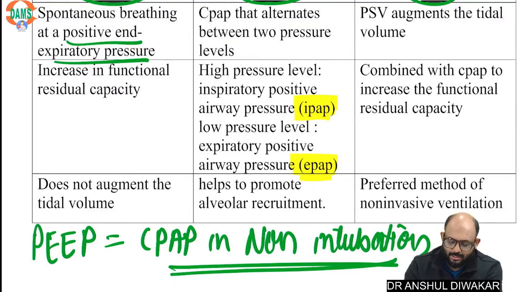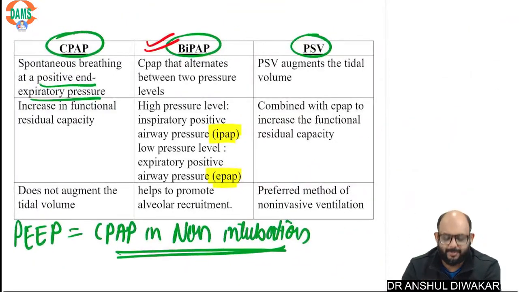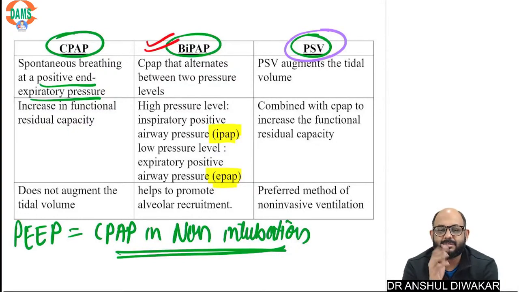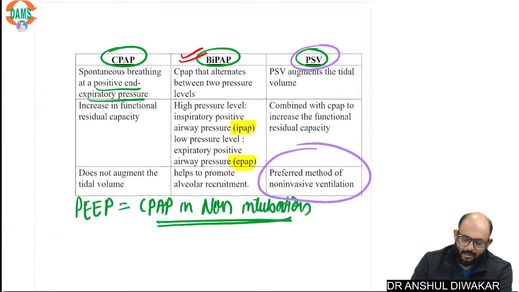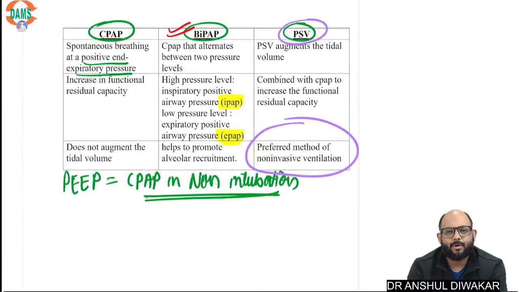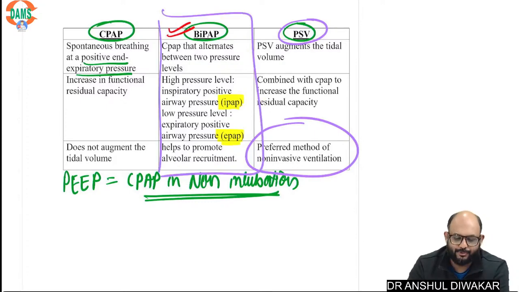And there is one mode that we very commonly use to wean the patient off the ventilator, pressure support ventilation. This is the only mode of NIV that helps in weaning the patient off the ventilator, as well as it increases the tidal volume. Why? Because it is supporting the pressure to achieve the required tidal volume. Okay? So these are the three modes. But what we commonly start in acute exacerbation of COPD is BiPAP.